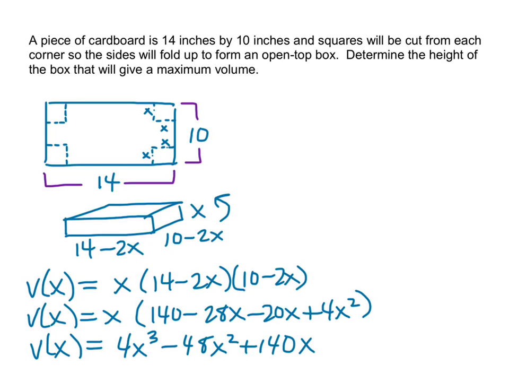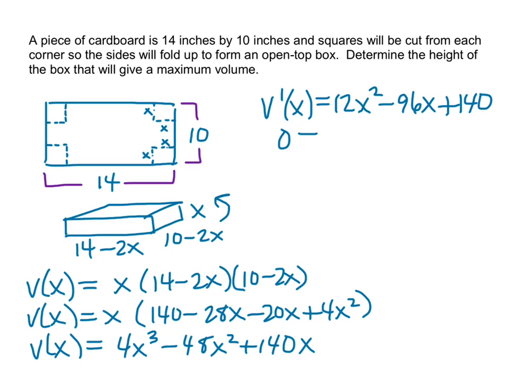We want to take the derivative of volume. We're going to write that as V prime of x, the derivative of the volume with respect to x. And we do this so that we can find the critical value. This is equal to 12x squared minus 96x plus 140. Next, we set the derivative of the volume equal to 0. You set your derivative equal to 0 to find your local max. And we're trying to find the maximum volume after all.